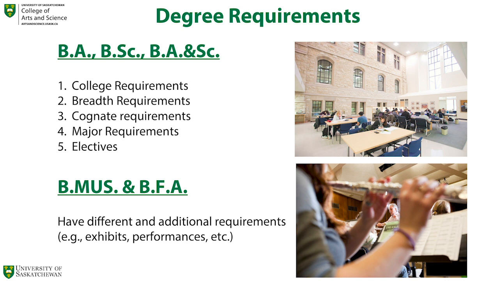Sometimes there are some programs that have additional requirements. For example, the Bachelor of Music and the Bachelor of Fine Arts have performances and exhibits that you would have to complete as well. But for the most part, those five requirements that I've named, the college requirement, breadth requirement, cognate requirement, major requirement, and your electives, will round out the different categories of classes that you would take to complete your 120 credit units or 90 credit units for your bachelor's degree in arts and science.